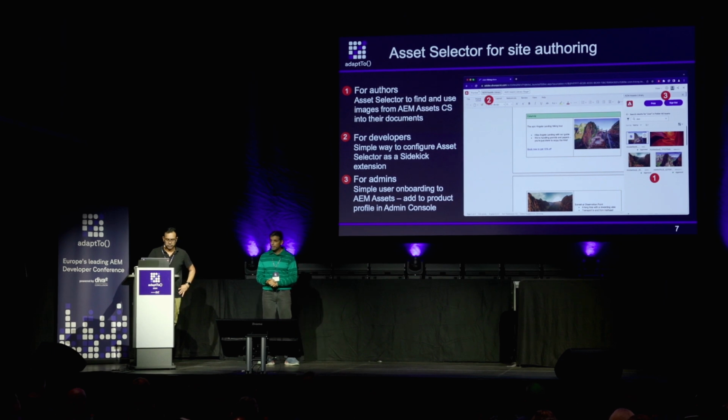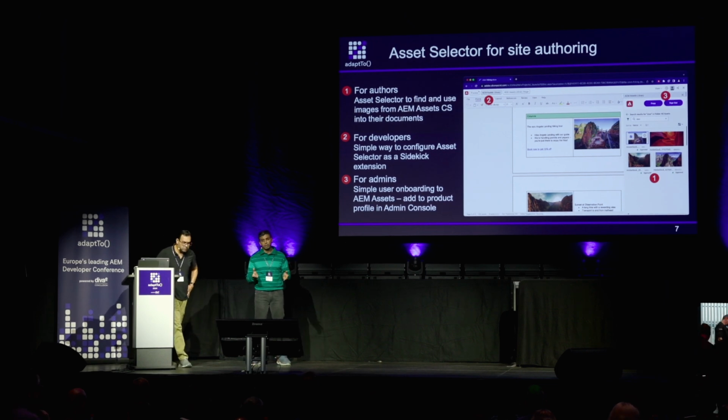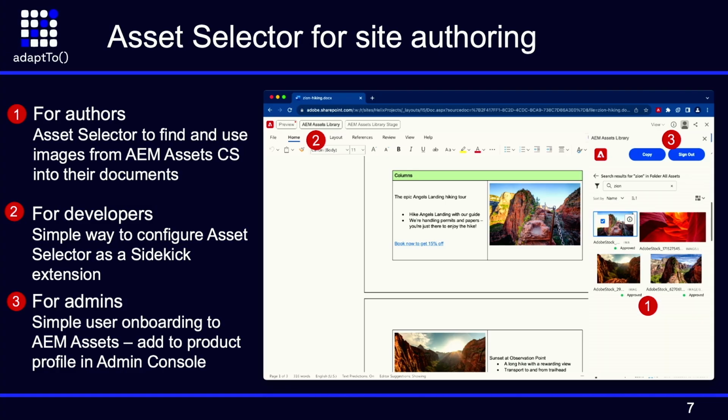First of them is the site authors who are authoring the site, and they get a window to their AEM Assets repository from where they can search and browse assets. They get a Sidekick plugin. If they are in the Word doc-based authoring experience, open it from there and select assets that they would want to use.